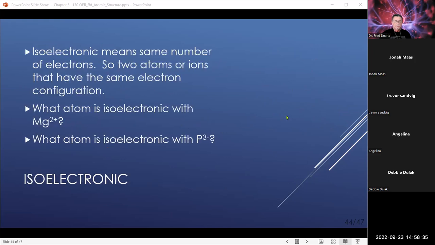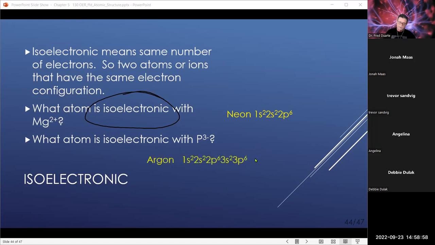All right, so here's the term isoelectronic. That's important because we're not saying here that the ions become the other atom. That's not what we're saying. We're saying that the magnesium ion is isoelectronic with neon. They share the same number of electrons only. Then the phosphide is isoelectronic with the argon.